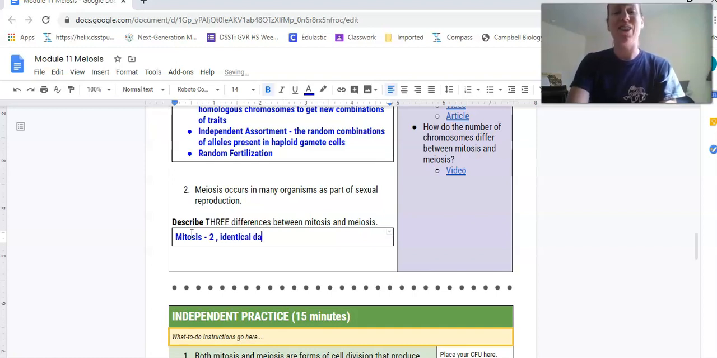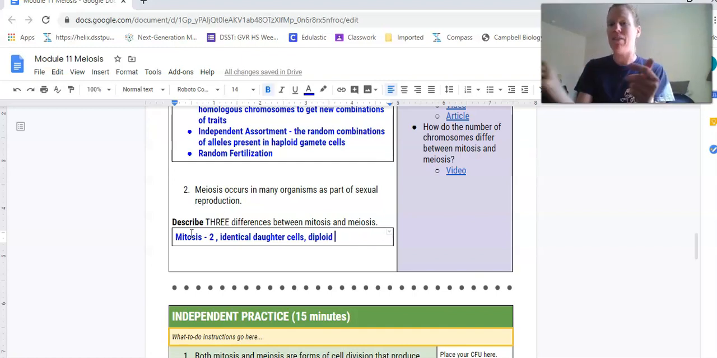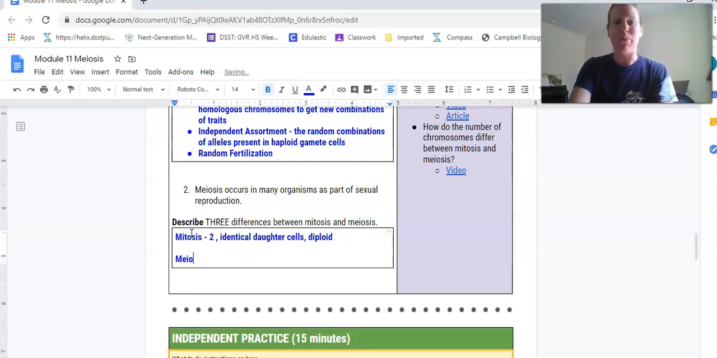identical daughter cells. And are they diploid or haploid, class? Yes, they are diploid. Good job. That means you have 46 chromosomes, or 2n number of chromosomes. And that is what we end up with in mitosis.